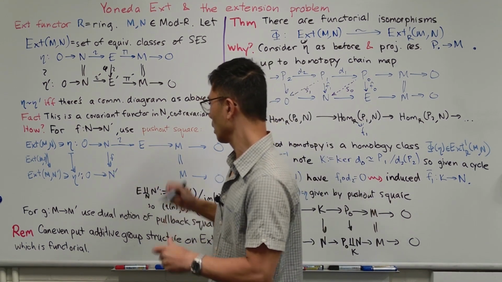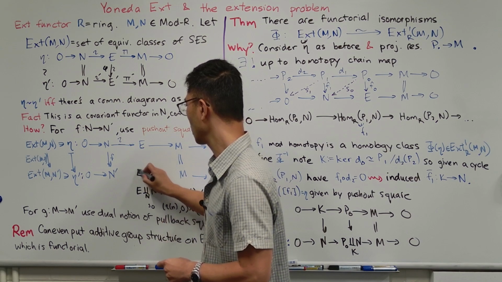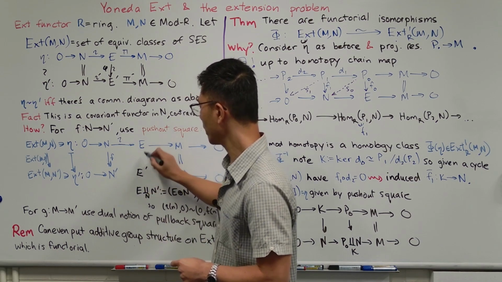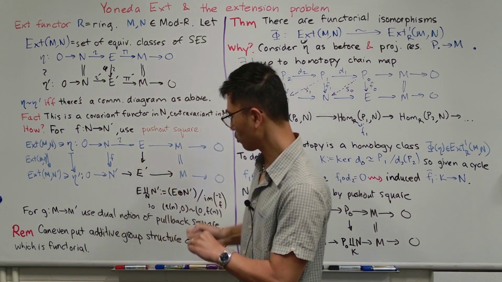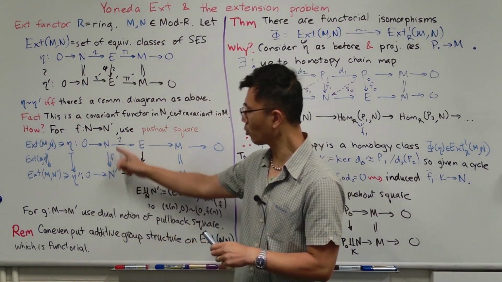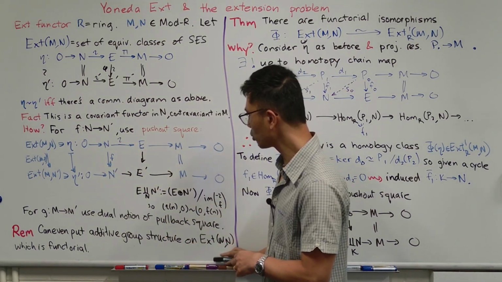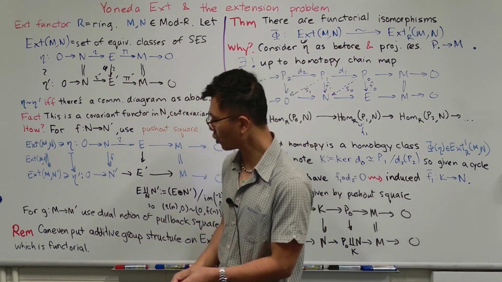And we'll call that E prime. And it needs to fit in like this. That's what we're going to do. We need to define this, and actually we'll make it by fitting in this. And the way we'll do this is we're going to use the notion of a push-out square.